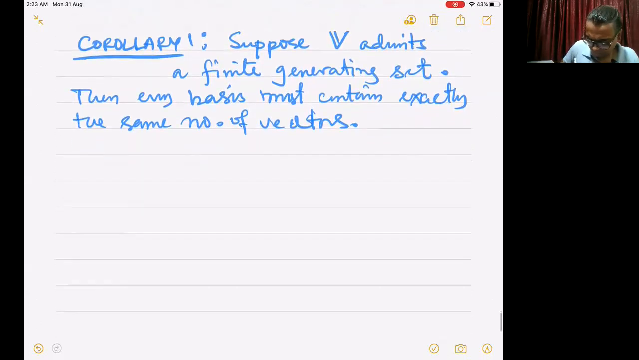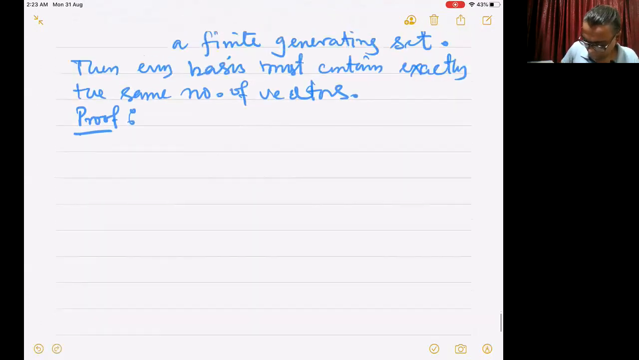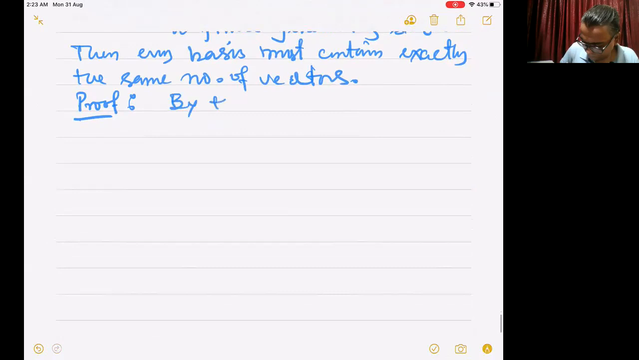Let me do that proof anyway. Proof. By the theorem, every basis must be finite.